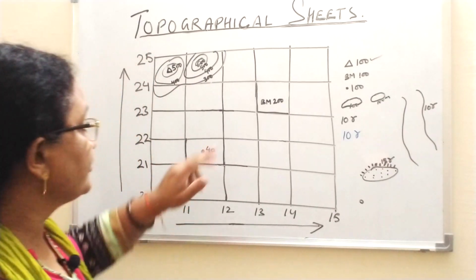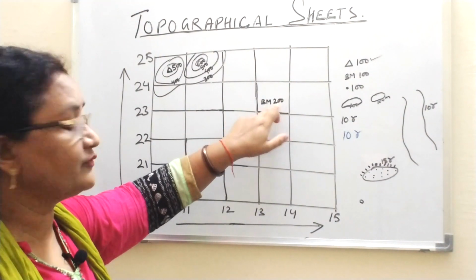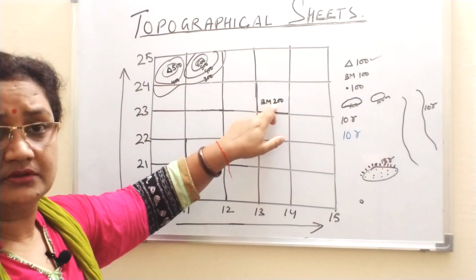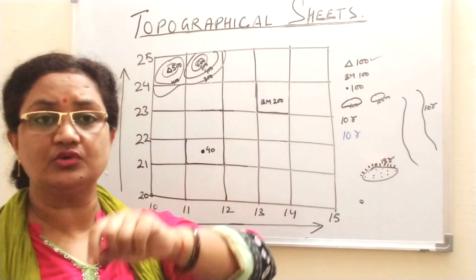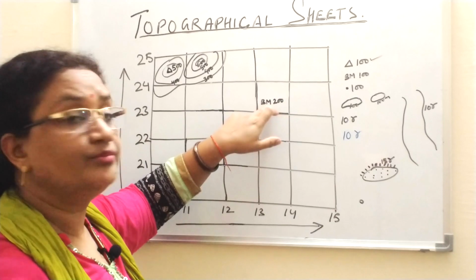Now after this, you can take this example, BM200. What does this indicate? What is the meaning of it? It shows a benchmark height of 200 meters above the mean sea level.